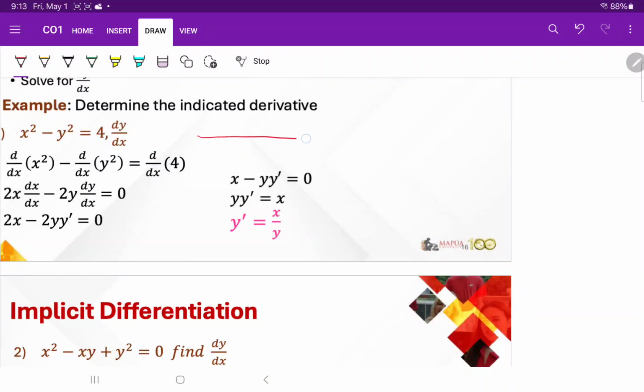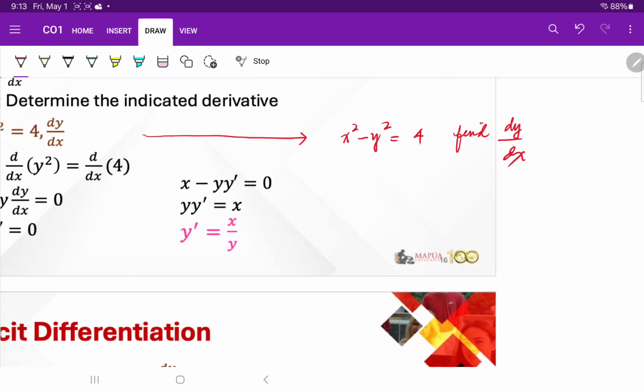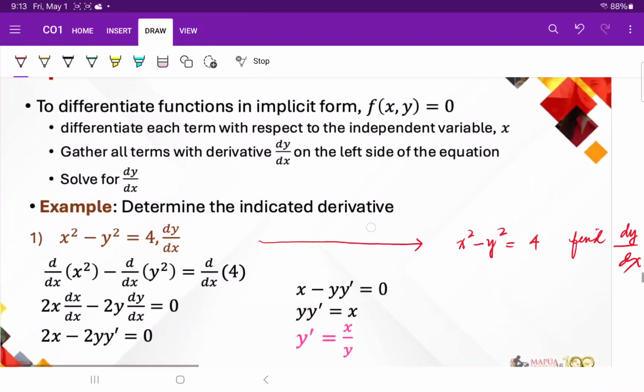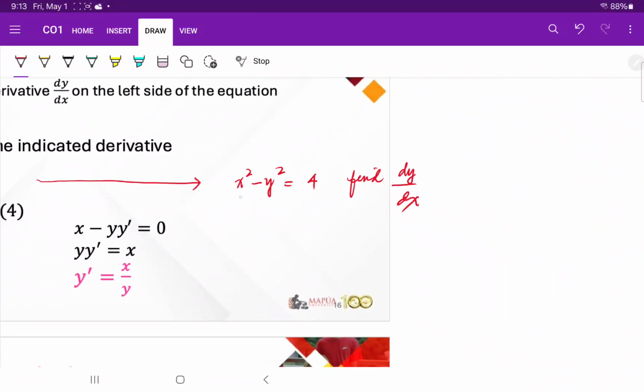So we are given x squared minus y squared is equal to 4. What is asked is to solve for dy dx. But this equation is defined implicitly. So how do we solve for dy dx? What's the first step? Differentiate each term with respect to the independent variable x. So what's the derivative of x squared with respect to x? That's 2x. But the derivative of y squared is 2y y prime. And the derivative of 4 is 0.